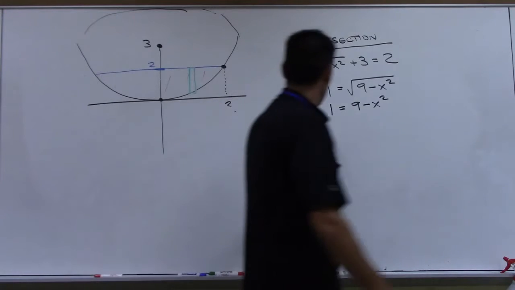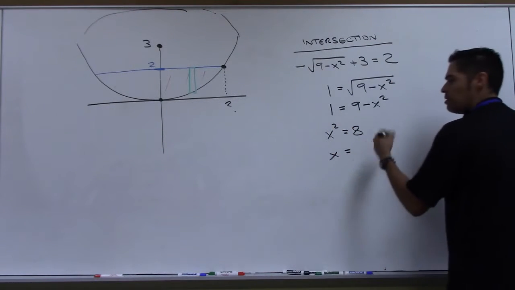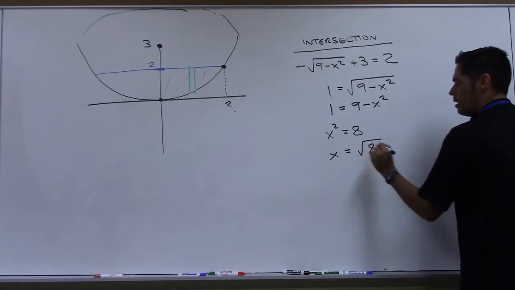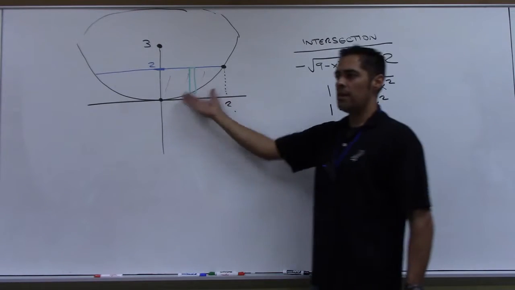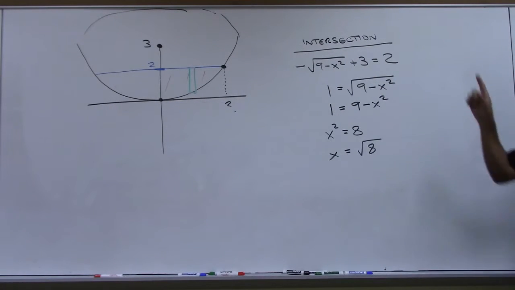X squared equals 8. X equals plus or minus root 8. And I'll do the plus one. Why am I not going to do the minus one? It's on the other side, and I'm only going to work on this side, and I'm going to double my answer, right? So root 8, is that good? Okay. So I know where to integrate from, right?